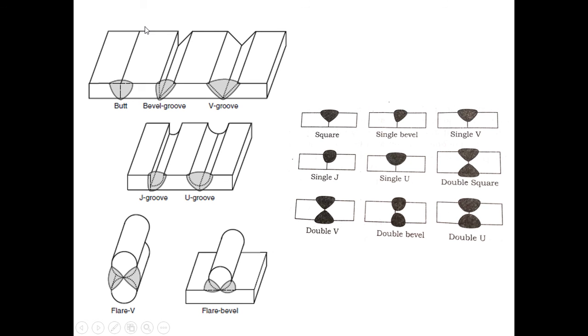Similarly, square, single bevel, single V, single J, single U, and similarly on both sides, double square, double V, double bevel, double U types of welds can be produced.